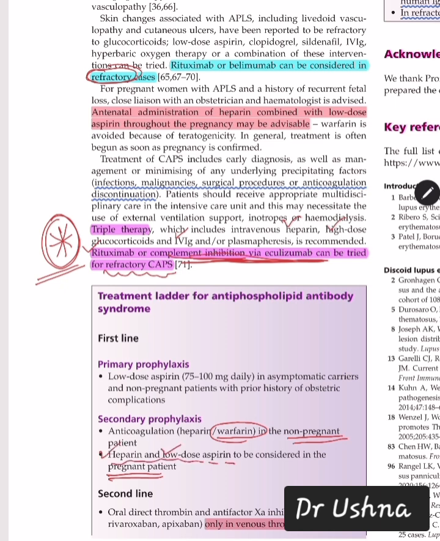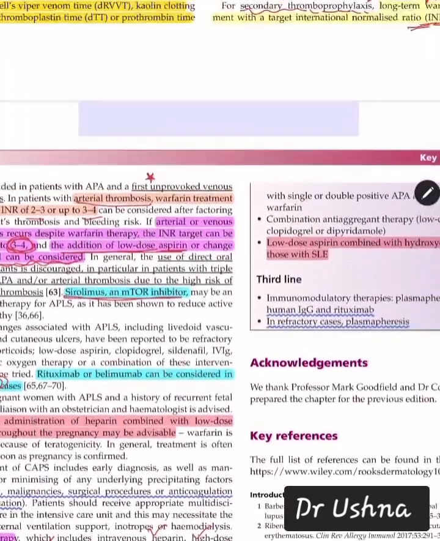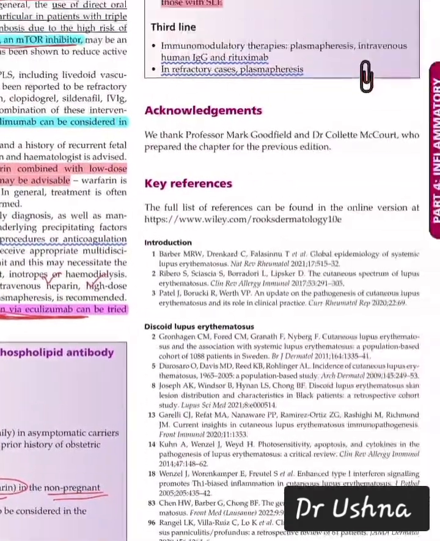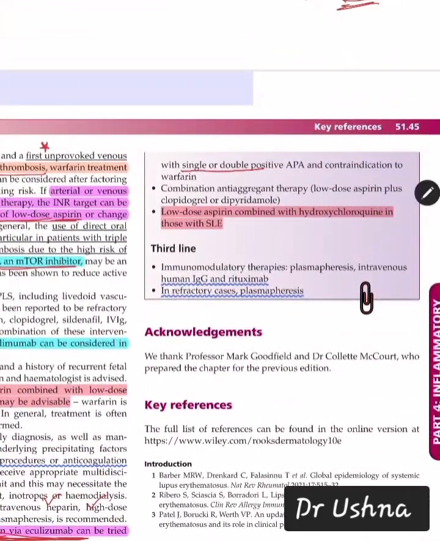Second line is oral direct thrombin inhibitor. An important thing to remember about the oral direct thrombin inhibitor, it's not given in arterial thrombus or the triple positive APLA patient. It's only an option in venous thrombosis or the patient with single or double positive APLA. Then low dose HCQ can be combined in the patients with SLE. Third line treatment, there is IVIG, rituximab, and in refractory cases, plasmapheresis can be given. So it's all about the APLS.